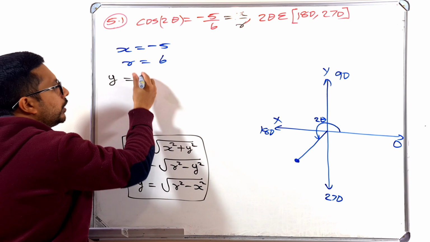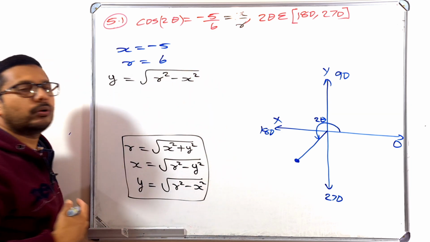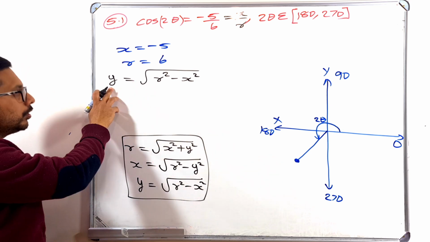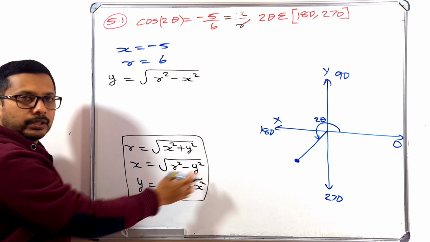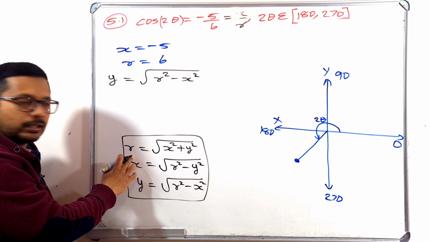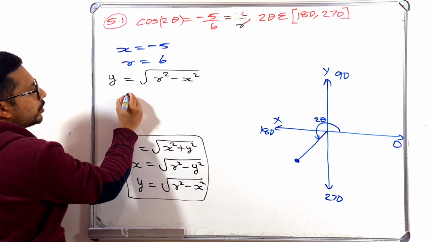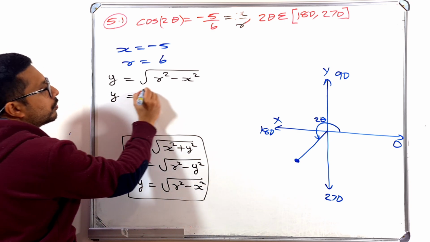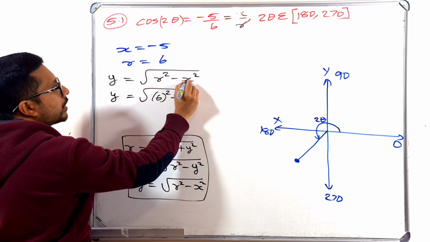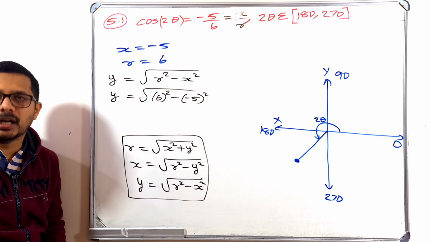So it is root of r square minus x square, because I know how to find y. If I want to find x, root of r square minus y square is easy to remember. If you want to find r, root of x square plus y square. Okay, so here substitute the values. Y is equal to root of r square, r is 6 square, minus x square, minus 5 square. We substituted r and x.